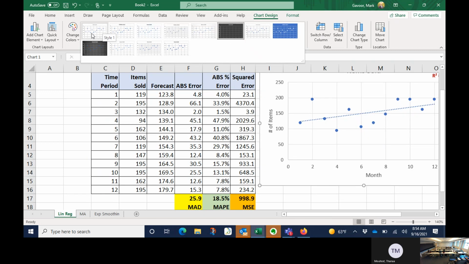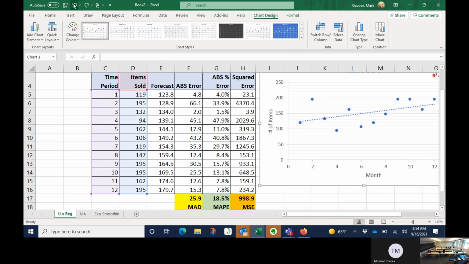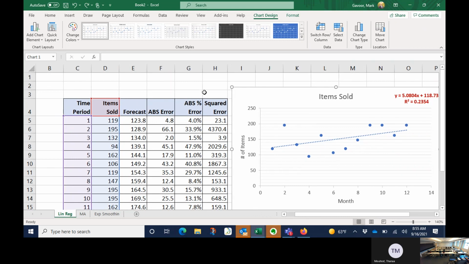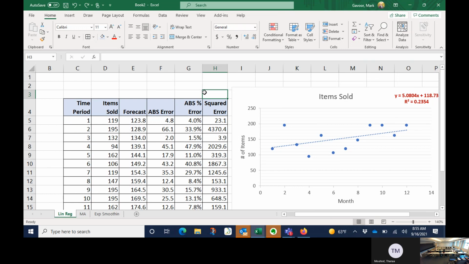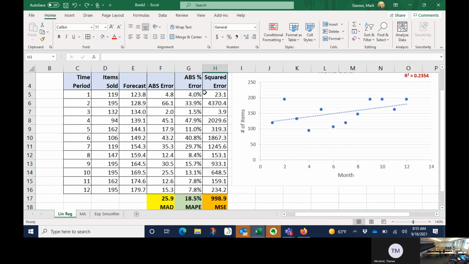Let's see. I'll just leave it like that. For charts, I'm okay with plain Jane for me. And even the tables are plain Jane as far as I'm concerned. But look, it looks nice. If I was to copy and paste that into a PowerPoint, it would look professional.